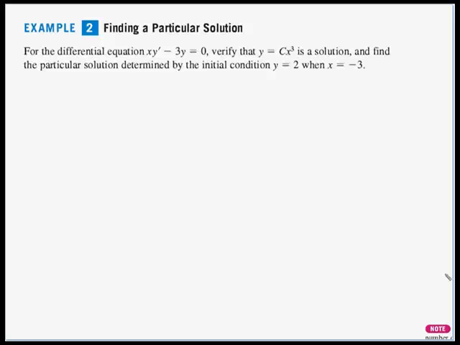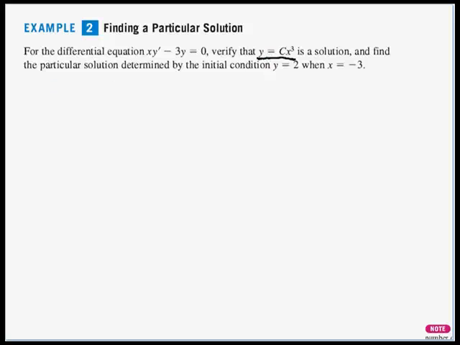Now they can word this in a few different ways. Here they're saying determined by this initial condition, y is 2, x equals negative 3. They could have said, given this point is on the curve. Our x value is negative 3, our y value is 2. That is just a point in the Cartesian plane that happens to be on the particular solution that we're looking for in this differential equation. So the first thing they want us to do is verify that this is a solution to the differential equation.